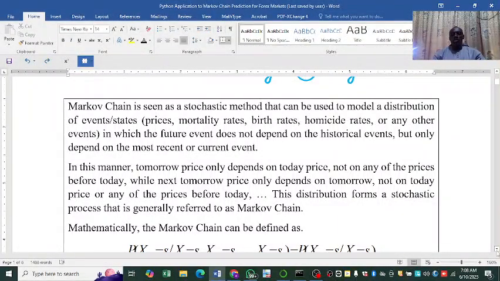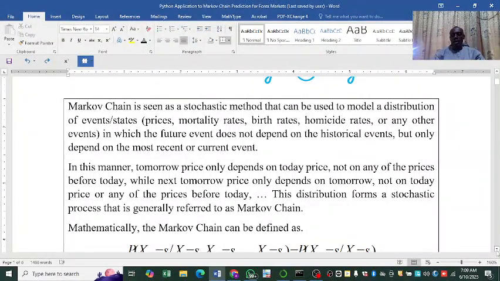Once we are in the future, we have forgotten everything about the past. We can only trace our path to the current. After the current, we don't know anything about the past. That is the basic assumption of Markov chain. Let's think about a stock market. In a stock market, Markov chain assumes that tomorrow's price depends on today's price, and the day after tomorrow's price depends on tomorrow's price and not today's price.